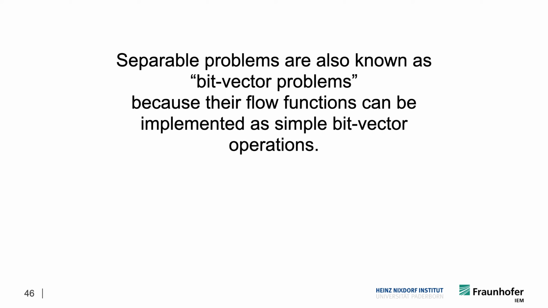So these separable problems are also known as so-called bit vector problems because their flow functions can actually be implemented as very simple bit vector operations. So you can simply look at one bit at a time, individually, and say, for instance, if one bit was true previously, depending on that information or not, you'd then generate or kill a particular piece of analysis information by flipping that bit or not.